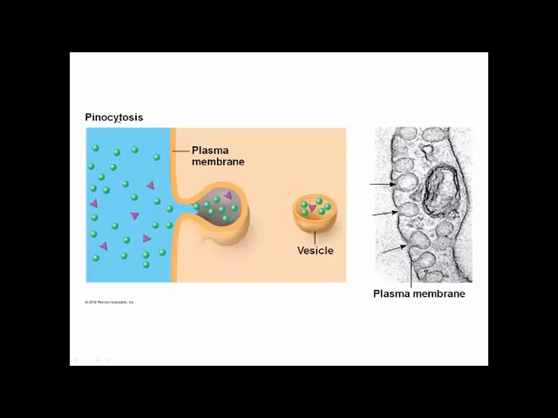Another type is pinocytosis, which is described as cellular drinking. All cells occasionally pinch off extracellular environment to potentially get nutrients and precursor molecules for biological reactions. Again, a vesicle is produced which fuses with the lysosome.